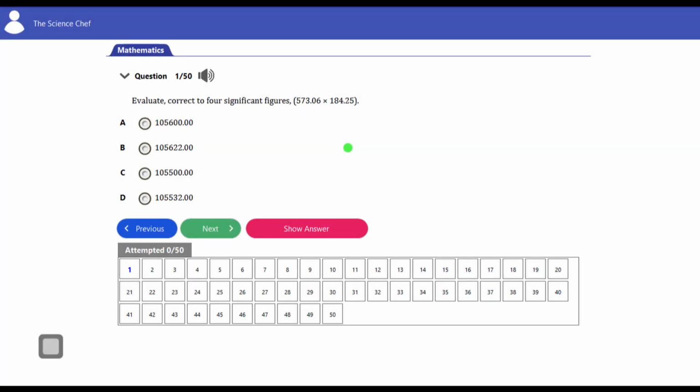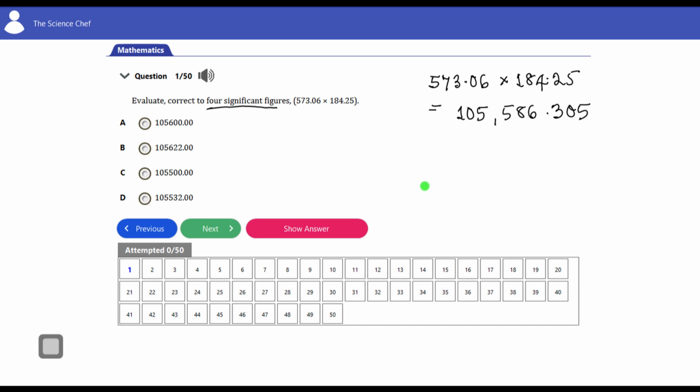Question 1. Evaluate correct to 4 significant figures: 573.06 times 184.25. If you have a question like this, the first thing you're meant to do is use your calculator to multiply 573.06 by 184.25. This gives us 105,586.305. Now we are asked to correct to 4 significant figures.